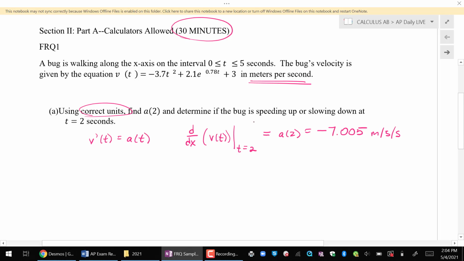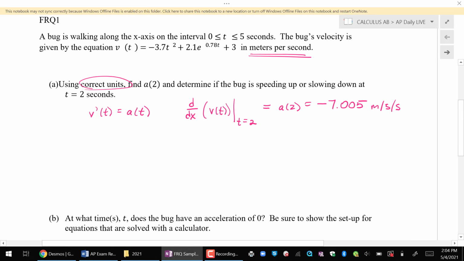Now, to determine if the bug is speeding up or slowing down, we also need to analyze the velocity at that time too. So what is velocity at 2? I'm going to use my calculator, and maybe if I have this plugged into y1, I can simply recall y1. So I'll hit y1 on my calculator, parentheses 2, that equals the velocity at time 2, and my value was negative 1.806. Units, again, are meters per second velocity.